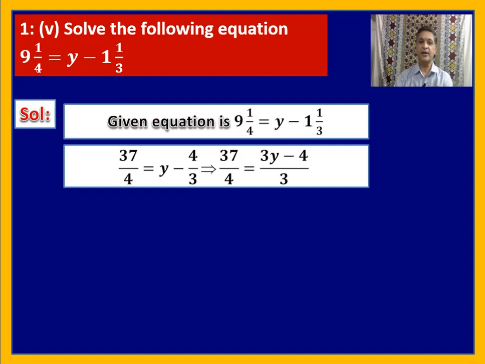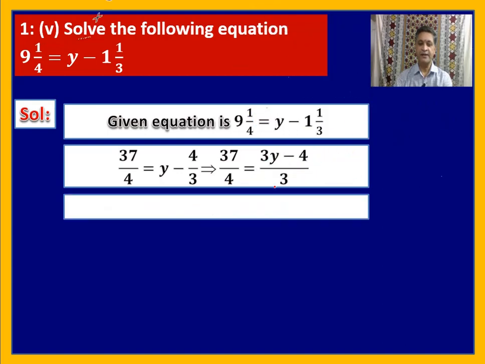So 9 1 by 4 is equal to 9 into 4, 36, plus 1, 37 by 4, is equal to y minus, it is 3 into 1, 3, plus 1, 4 by 3. Send this 4 by 3 across, or you take the LCM for the RHS. The LCM is 3. So y means y by 1. 1 cancelling 3 times, 3 into y, 3y minus 4. So 37 by 4 is equal to 3y minus 4 by 3. Then by cross multiplication you get 3 into 37, which is equal to 4 into 3y minus 4.